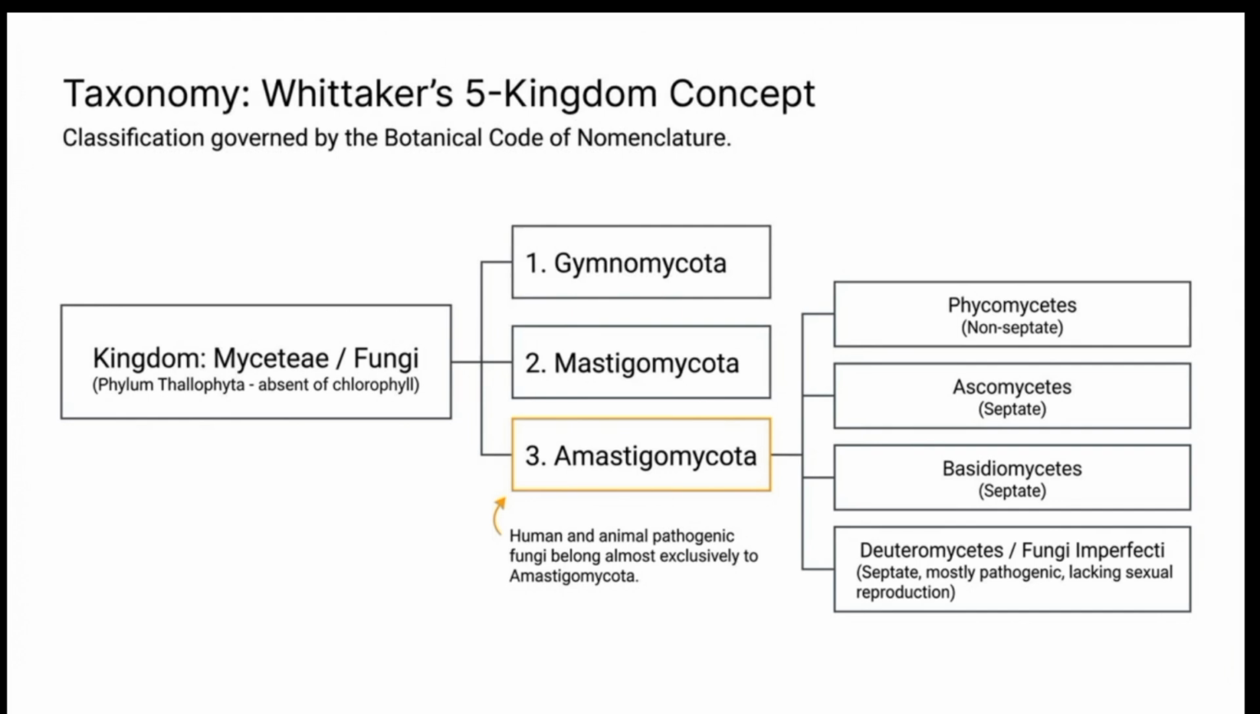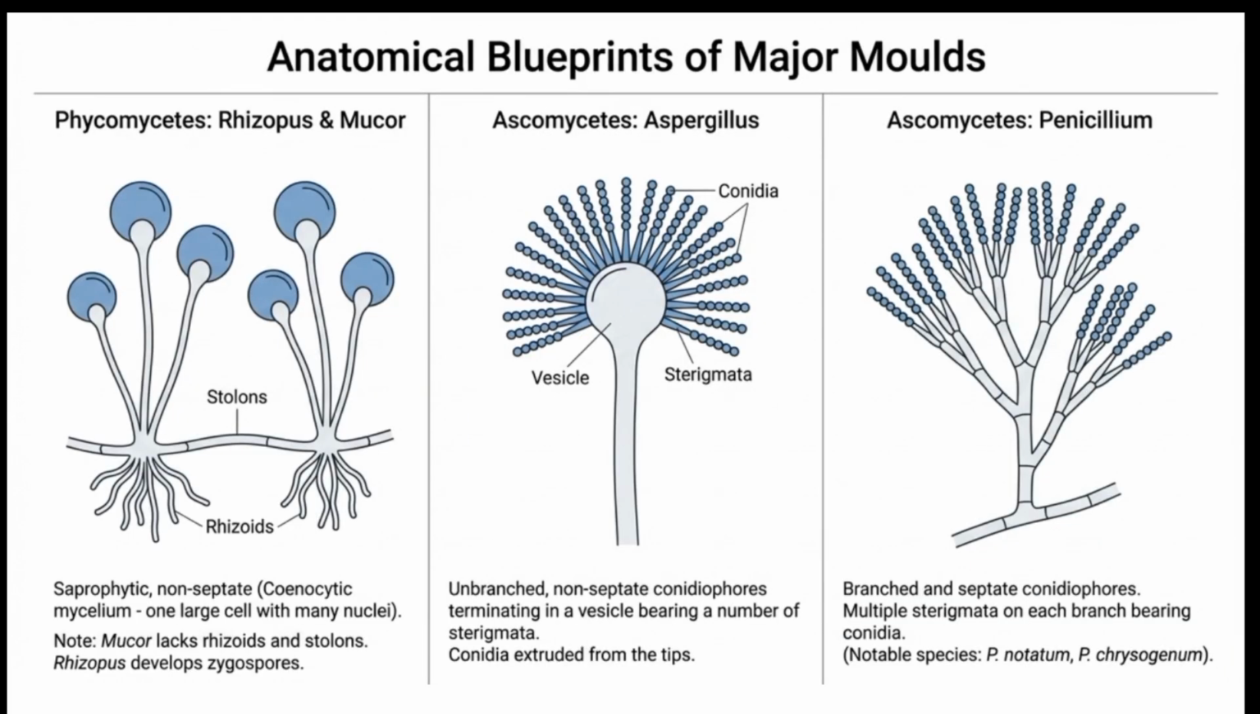Well, the term imperfect is actually a reflection of our own scientific blind spots. Oh, really? Yeah, it wasn't that the fungi were broken, it was that mycologists hadn't yet observed their perfect, or sexual, reproductive stages in a laboratory setting. Oh, I see. But regardless of how they reproduce, their microscopic anatomical blueprints are stunning. Here's where it gets really interesting.